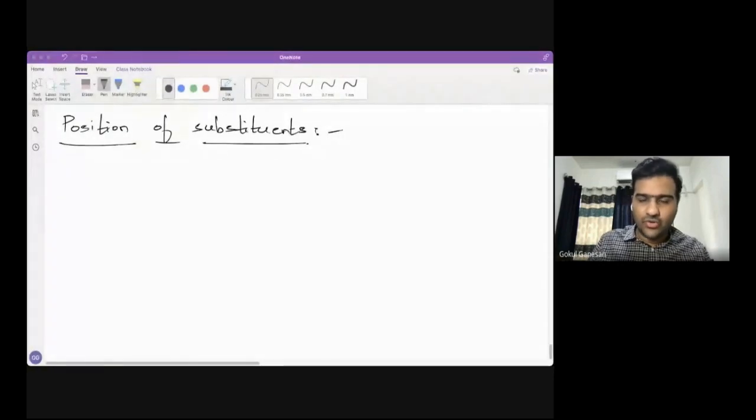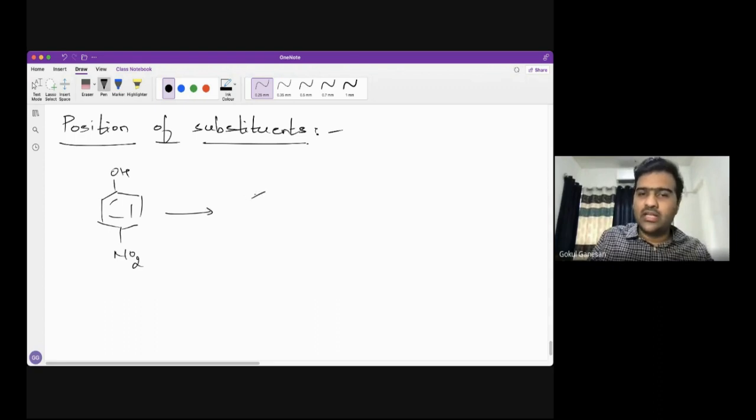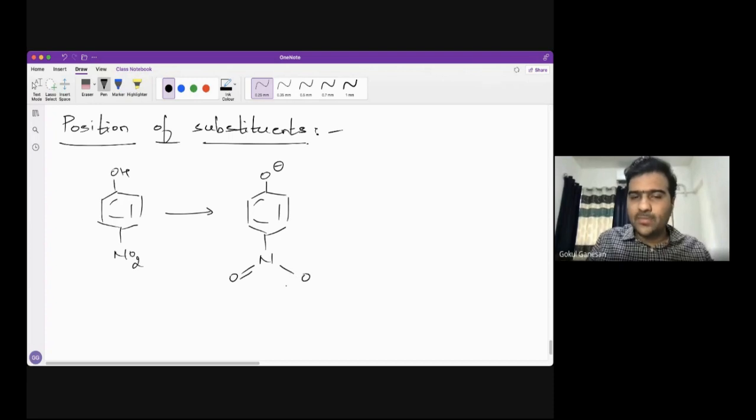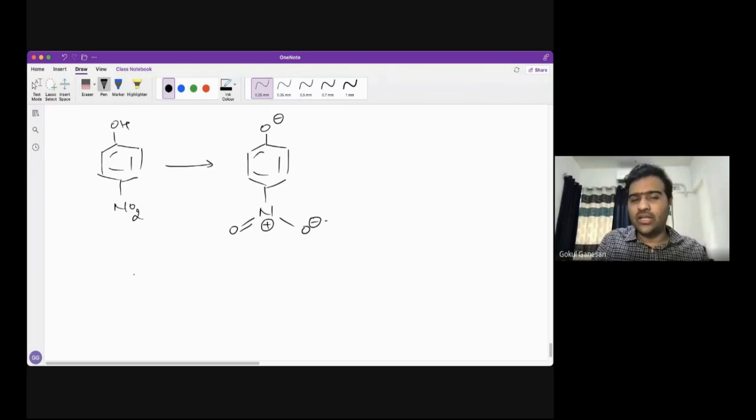So let's take a look at paranitrophenol. And because I need to account for stabilizing effects on its conjugate base, I'm going to draw the conjugate base of paranitrophenol. And I'm going to expand the nitro group. There are a few ways in which you can write the nitro group. You can either write the nitro group like this with a coordinate bond, or you can put an explicit positive and a negative charge in a normal covalent bond.